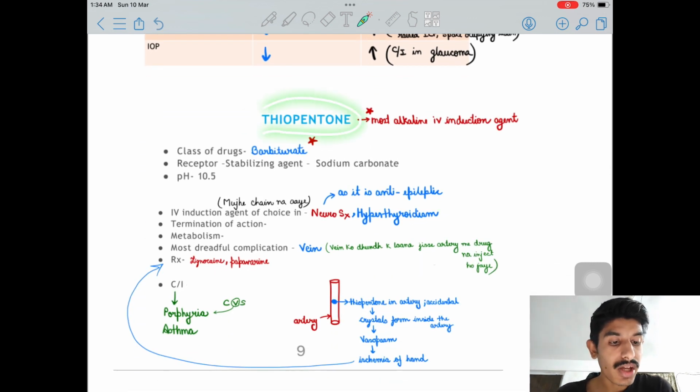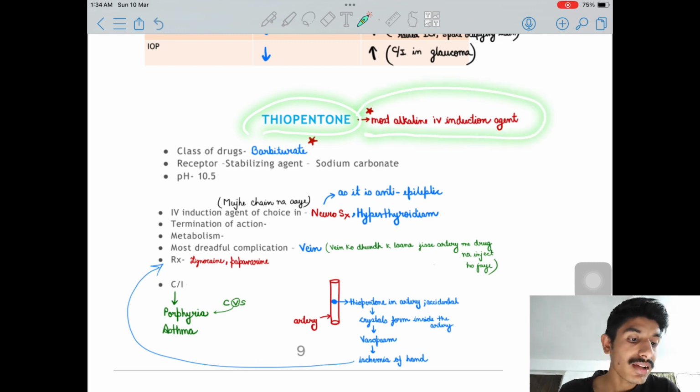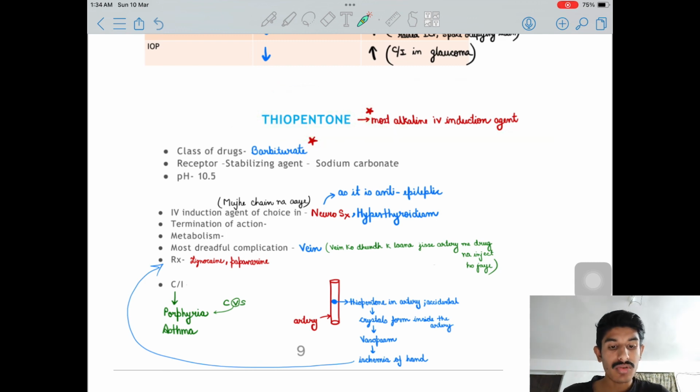The next one is thiopentone, the most alkaline IV induction agent. It is a barbiturate class of drug. The stabilizing agent is sodium carbonate, and it needs a pH of 10.5. It is the drug of choice in neurosurgeries and is given in hyperthyroidism.